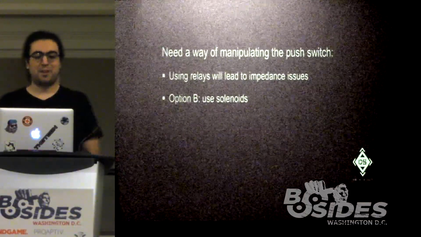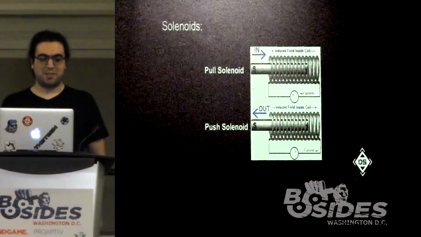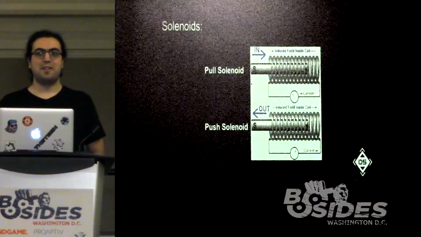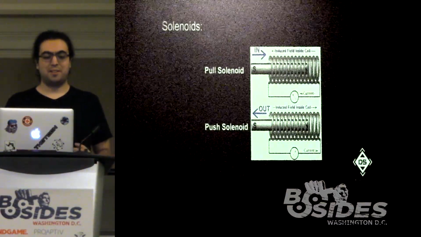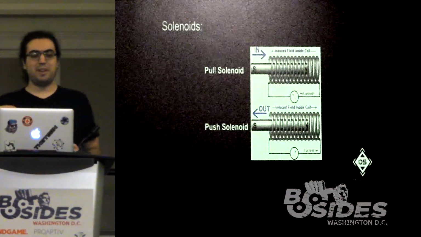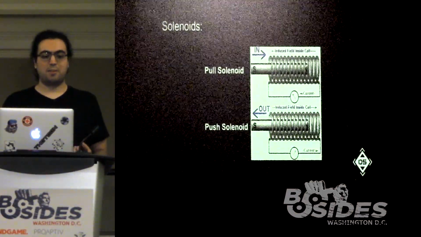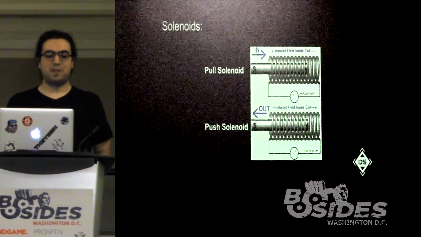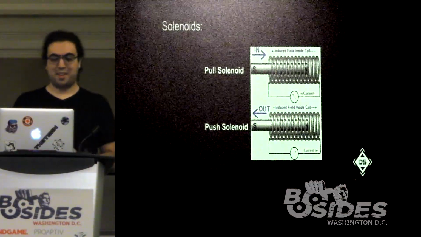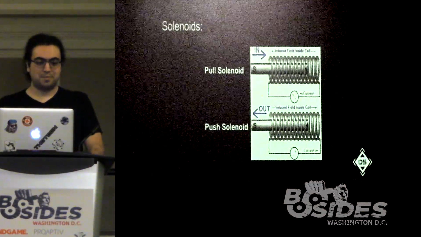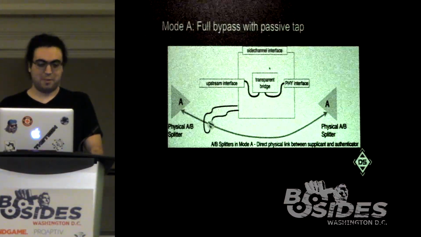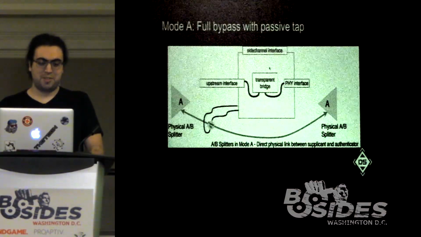But option B is to use something called a solenoid. There are a couple kinds of solenoids: push solenoids and pull solenoids. A solenoid is a metal rod wrapped in a metal coil. When you run electricity through this coil, if it's a pull solenoid, it will pull the metal rod inward, creating a pulling motion. If it's a push solenoid, it'll push the rod outward. Depending on the size of solenoid you can get, it can have quite a lot of force. It's basically a linear motor, which is kind of what we need here, a pushing motion specifically.